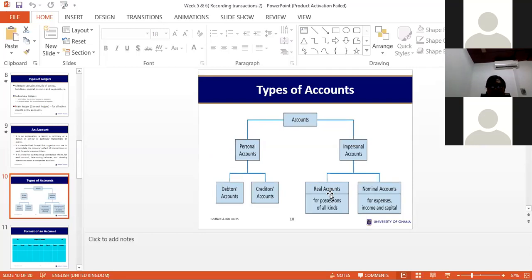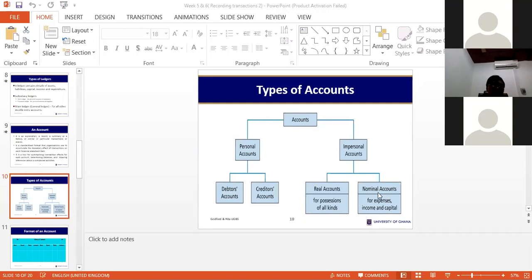The other aspects are accounts relating to expenses, income, and capital. So for instance, if we go back to the question we solved on Tuesday, you will recall that at the end of the sales journal, I said the total goes to the sales account. That sales account is a nominal account. It would help us determine the income for the period. In the purchases journal, the total for the period, I also indicated purchases account. That purchases account is an expense account and will fall under nominal account.